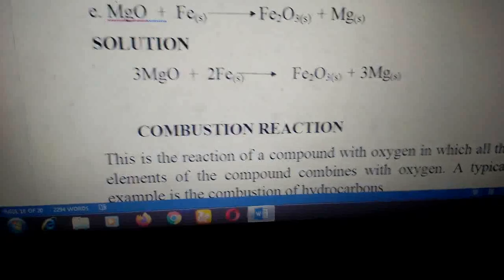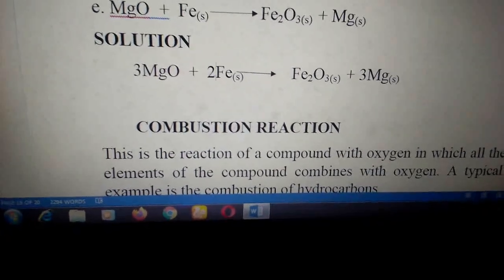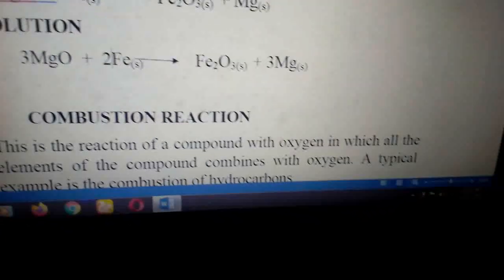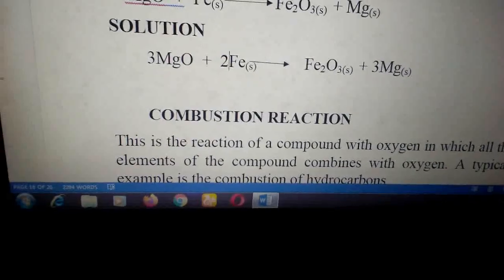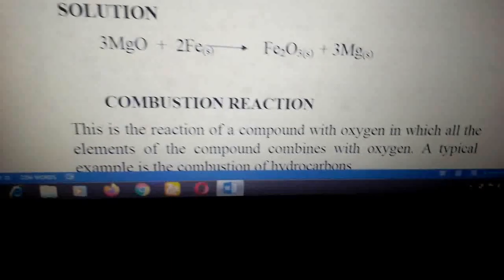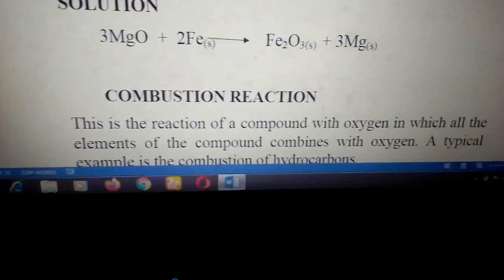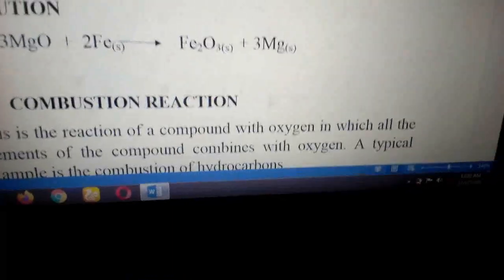So let's cross check the equation again. Magnesium is 3 on the left hand side, 3 on the product side. Oxygen is 3 on the left hand side, and then 3 on the right hand side. Iron is 2 atoms on the left hand side and 2 on the right hand side. So it's a balanced equation.